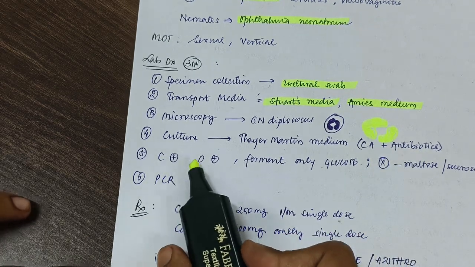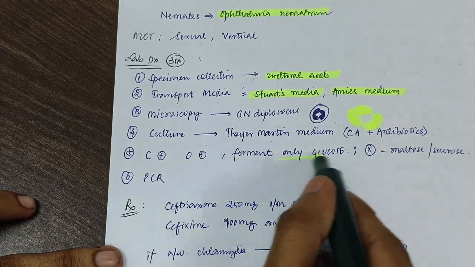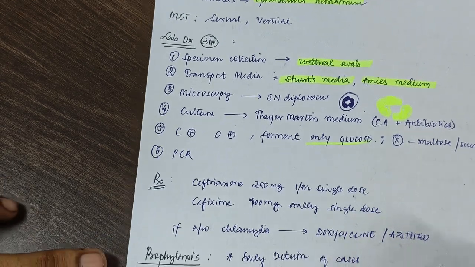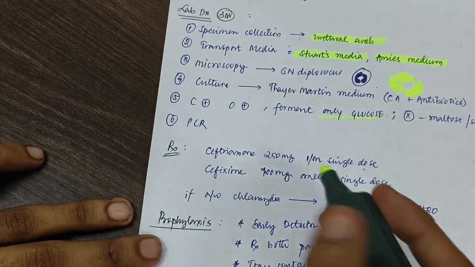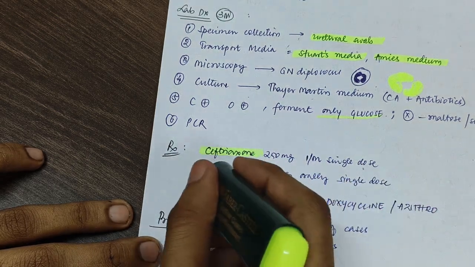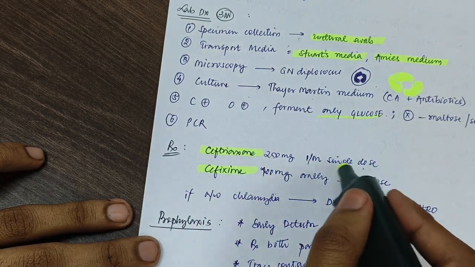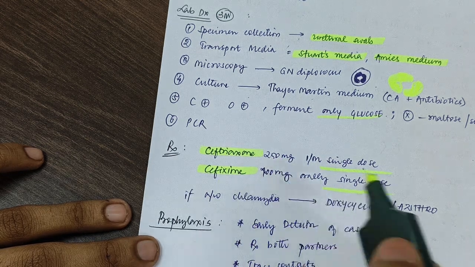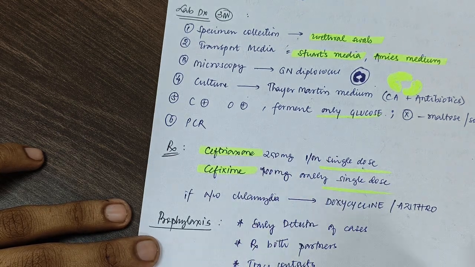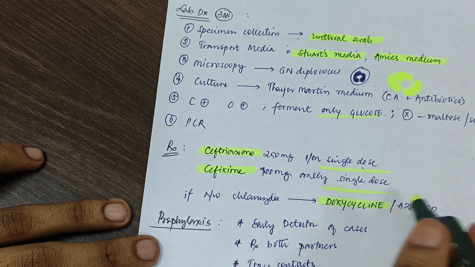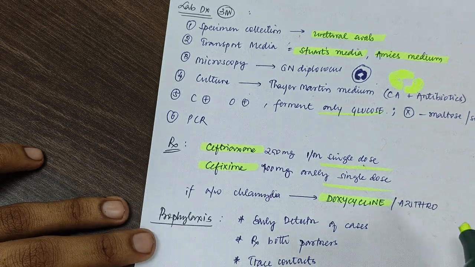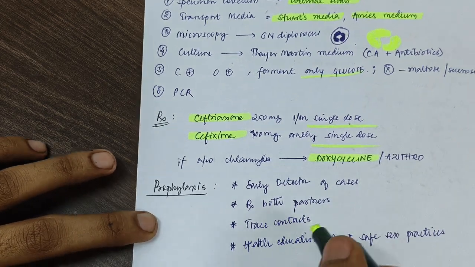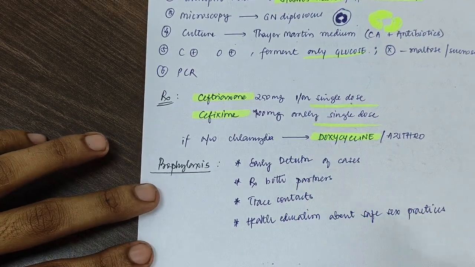Then it is catalase positive, oxidase positive. It is going to ferment only glucose but not maltose and sucrose. And PCR is the other diagnostic methodology. Coming to the treatment, ceftriaxone or cefixime are the drugs used. Both are single dose: ceftriaxone 250 mg, cefixime 400 mg. Cefixime is oral, ceftriaxone is IM. If associated with chlamydia, we are going to give doxycycline or azithro. Prophylaxis being early detection of cases, treatment of both partners, tracing the contacts, and health education about safe sex practices.